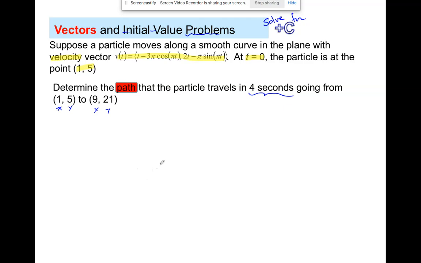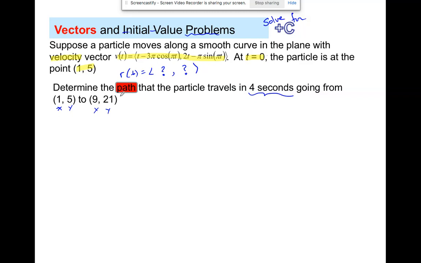Okay, so I know at time equals 0 where I was, but they're asking me, given velocity, for the path in this time. I know I said if I want to indicate a path, that's when they gave me the position vector. Determining the path is your position vector. Indicating the path is drawing arrows. All right, so I need r of t is what I'm after.